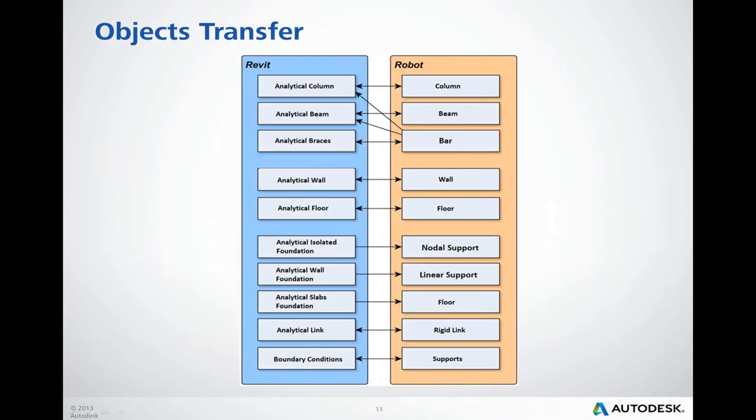On this slide, you can see how objects are transferred between Revit and Robot. Some of these transfers are unidirectional, some bidirectional. Especially look at the bottom part of this picture. Supports modeled in Revit as physical objects are exported only to Robot. Robot supports are subjected to be analytical boundary conditions in Revit.